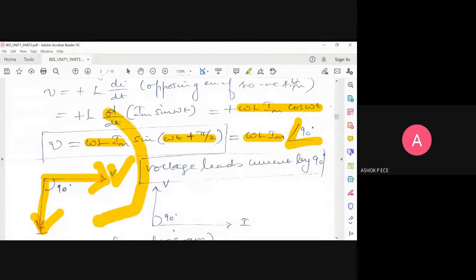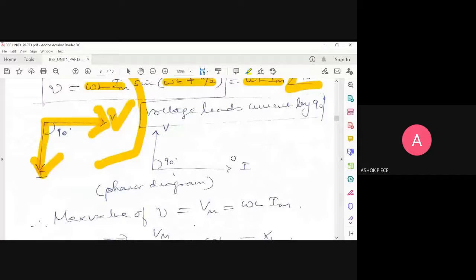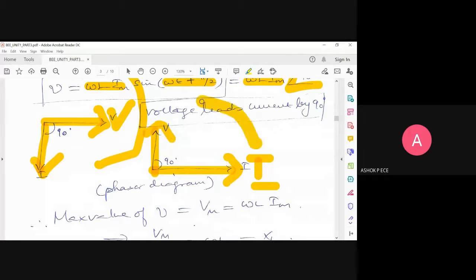If I rotate this diagram in the anti-clockwise direction, I can draw this way also. If I draw current along my reference axis, voltage is already 90 degrees ahead of my current. So it is already 90 degrees faster than current. When you move this waveform in the anti-clockwise direction, naturally voltage will come first, then current will come. So voltage is leading the current by 90 degrees in an inductor.